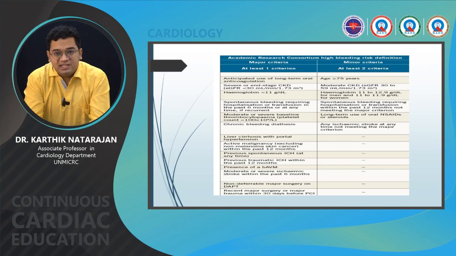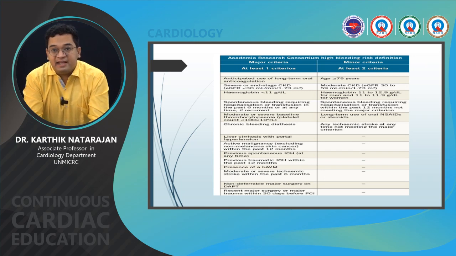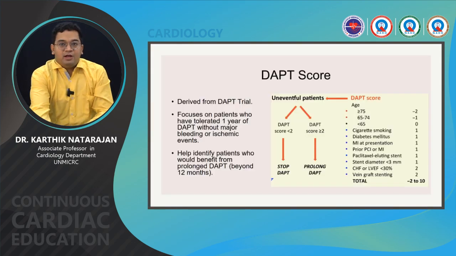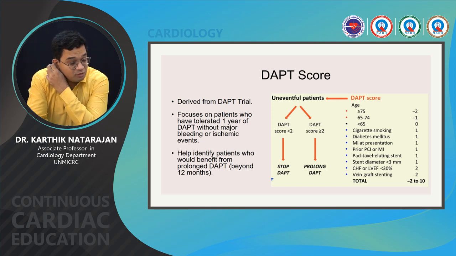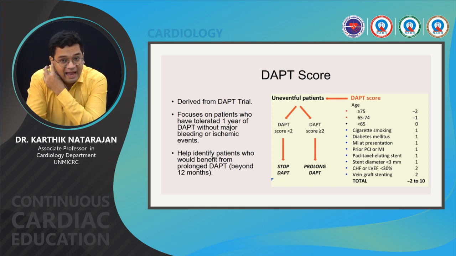And if it's age more than 75, moderate CKD, borderline hemoglobin, spontaneous bleeding requiring transfusion, then long-term use of NSAIDs and any ischemic stroke. So how do we go about it? So there are various scores which can help you guide the duration of the antiplatelet therapy.